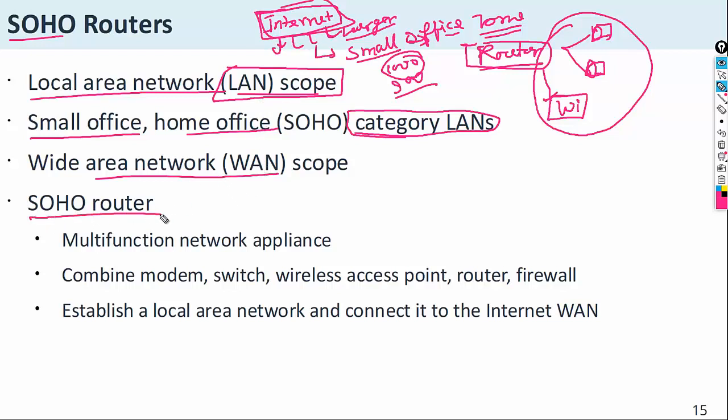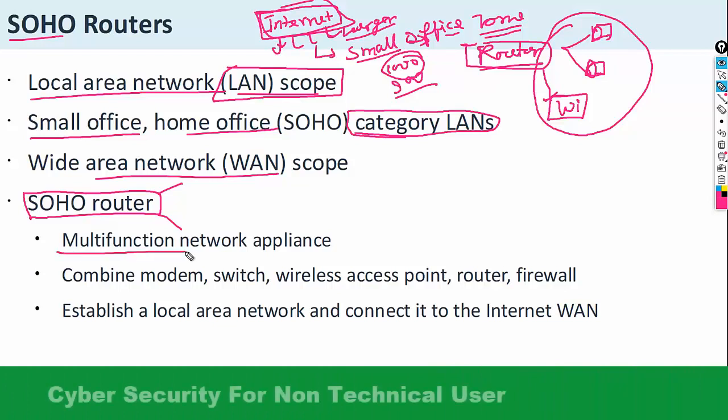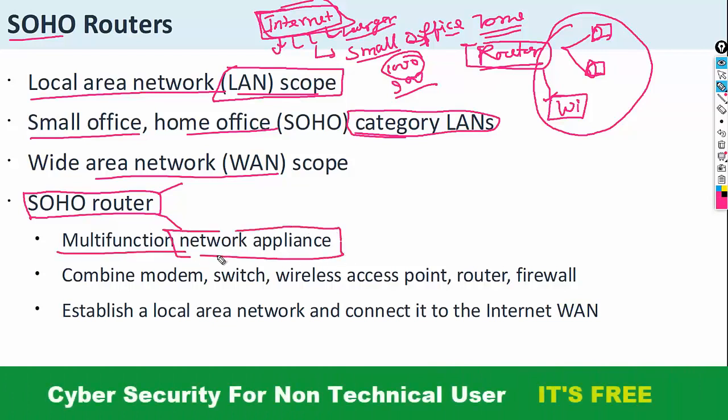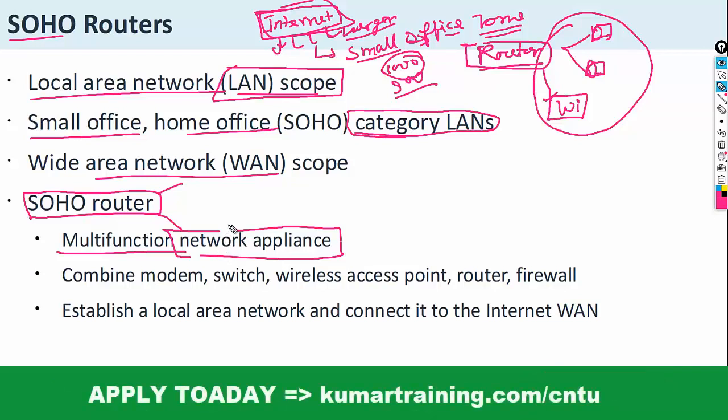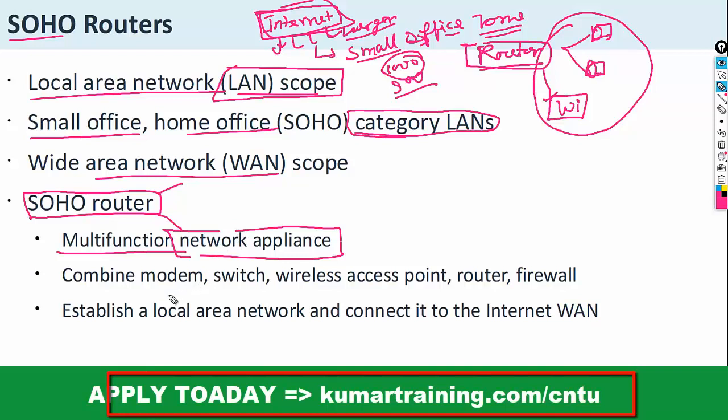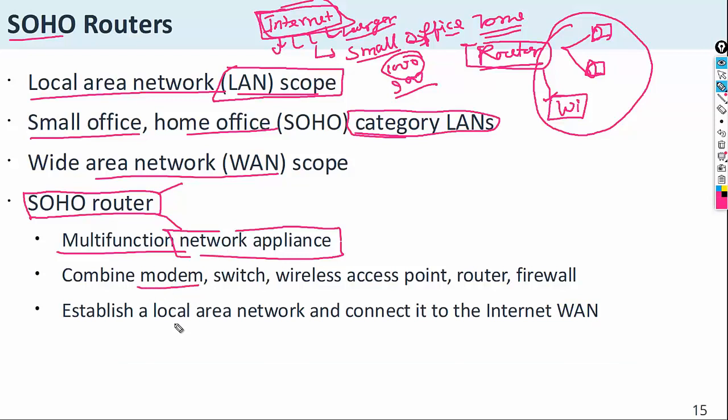So what does a SOHO router consist of, and what are its functionality and features? The first feature is that it is a multifunction network appliance. It is the only device which has lots of functionality inside a single router. What are the functionalities? The first functionality is a modem. A modem modulates analog signal into digital signal and digital signal to analog signal. The cable is directly connected to your WAN port and it starts working as a modem.